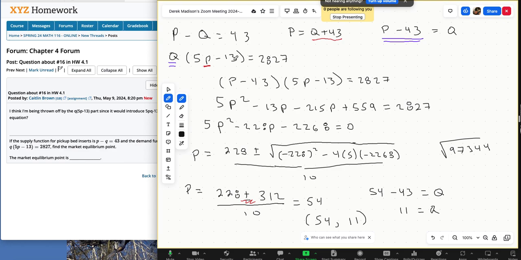Cool, so hopefully that helped. I think once you kind of get this solved for one of the variables and see the substitution, the rest of it is annoying but straightforward. You're just going to get it consolidated down to a quadratic, toss it in the formula, and kind of grind out the arithmetic from there.